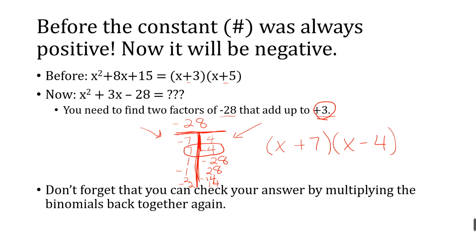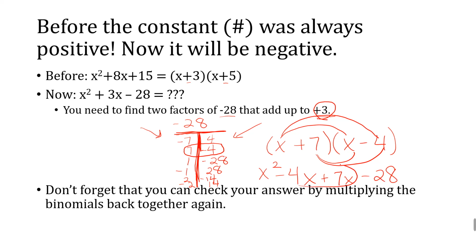Okay, so don't forget that you can check your answers by multiplying the binomials back together again. So you can take the first terms times each other and FOIL. X times x is x squared. Outer terms, x times a minus 4 is a minus 4x. Inner terms, 7 times x is positive 7x. And last term, 7 times negative 4 is negative 28. And so then if we combine these 2 like terms, we would get x squared plus 3x minus 28.